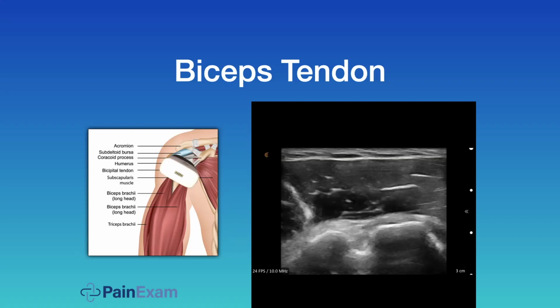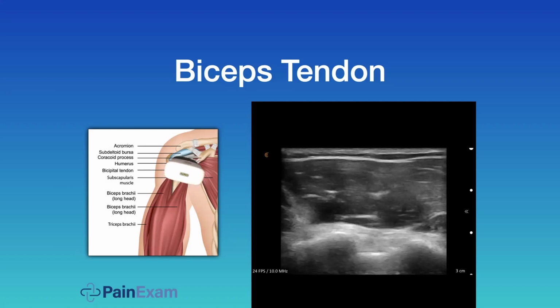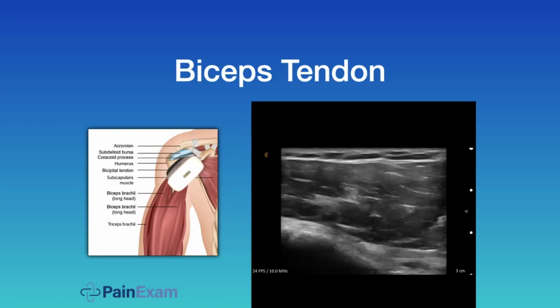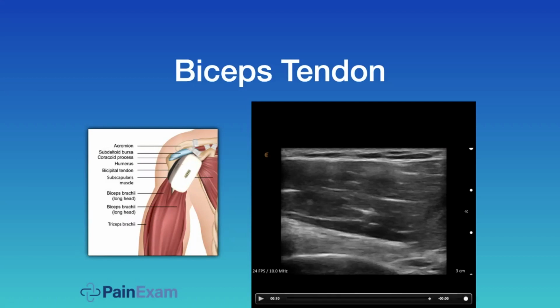Overlying, we have the subscapularis fascia. Okay. And you're turning the probe 90 degrees, and you're getting the longitudinal view of the tendon, where you could not only look at it and inject it, you could also identify pathology. This is overall a healthy tendon.